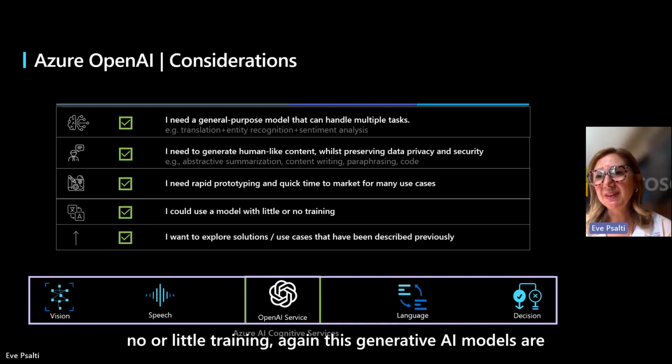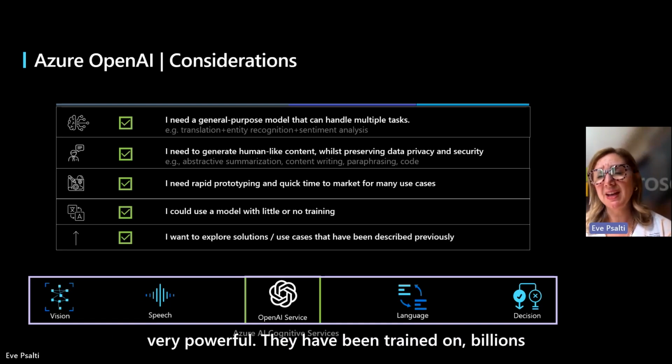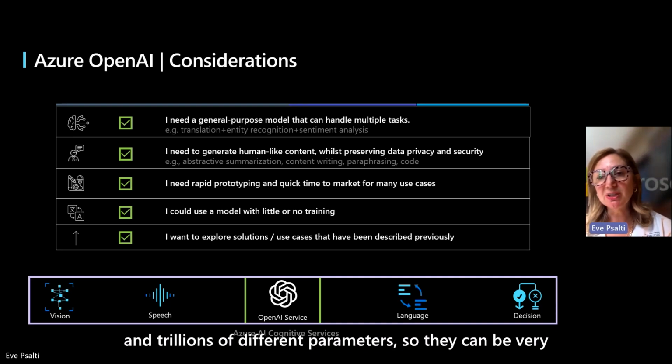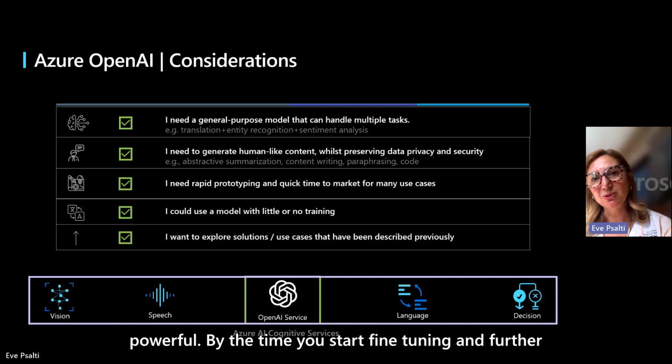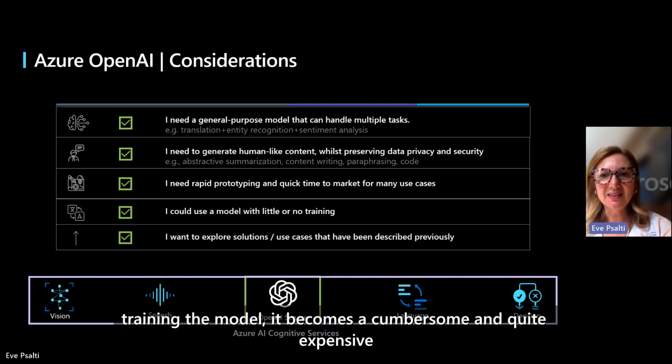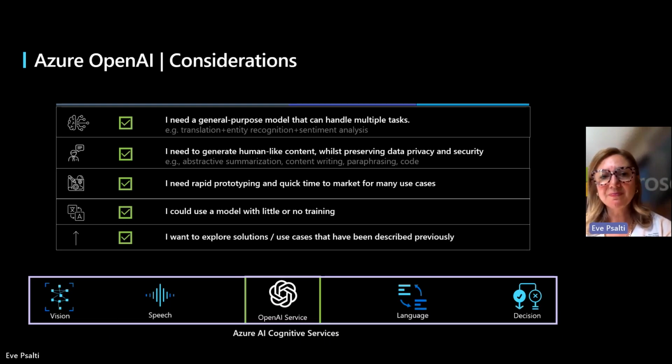Again, these generative AI models are very powerful. They have been trained on billions and trillions of different parameters, so they can be very powerful. By the time you start fine-tuning and further training the model, it becomes a cumbersome and quite expensive task.